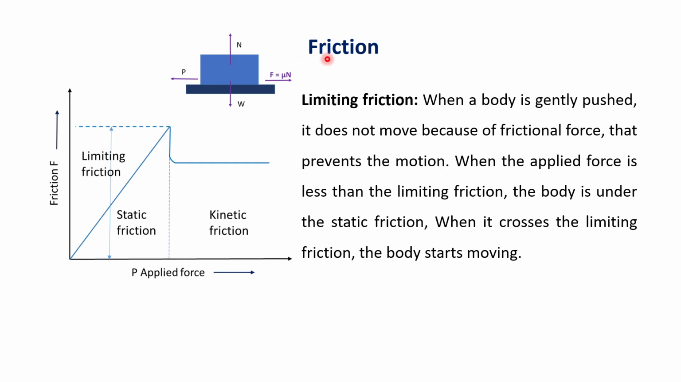Now coming to the different types of friction, we have limiting friction. What is that? When a body is gently pushed, it doesn't move because of the frictional force, and that prevents the motion. When the applied force is less than the limiting friction, then the body is under static friction. When it crosses the limiting friction, then the body starts moving.